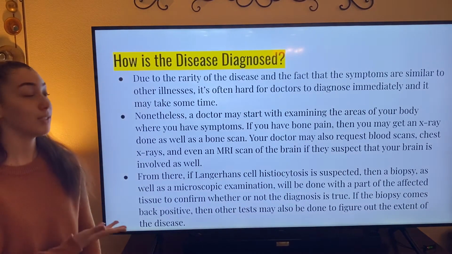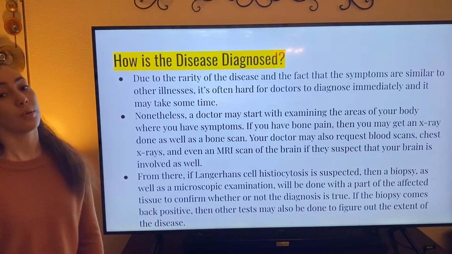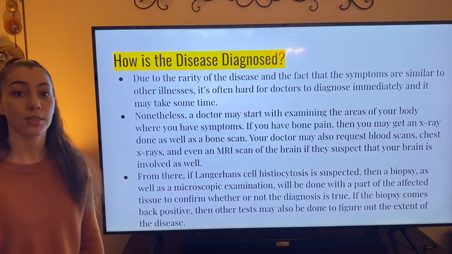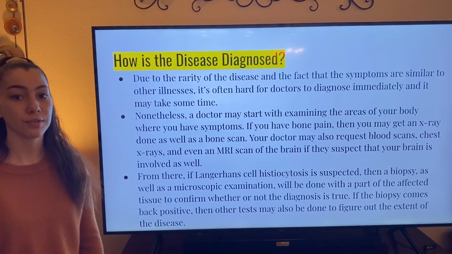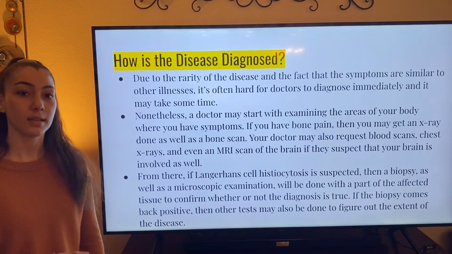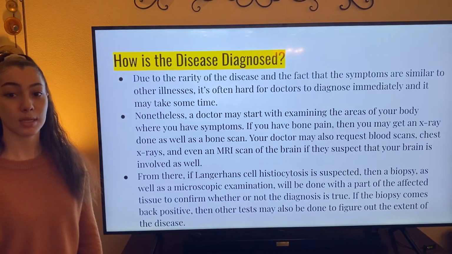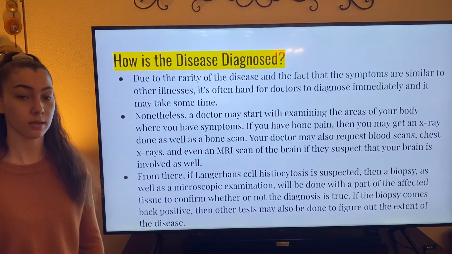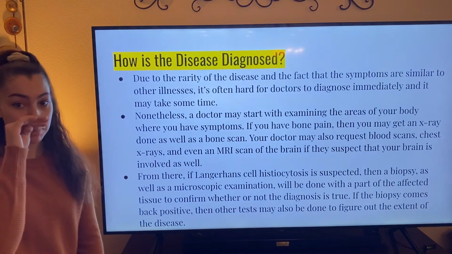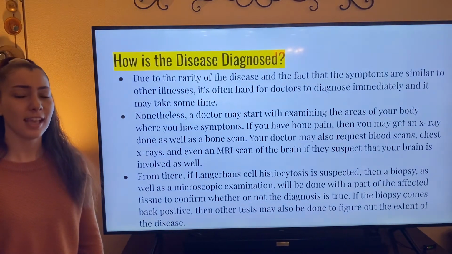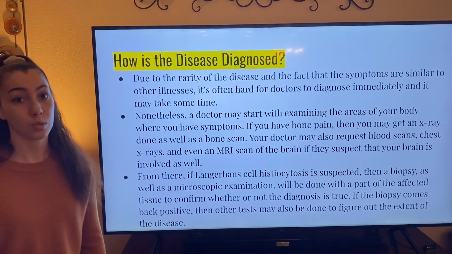Now, how is the disease diagnosed? So, due to the rarity of the disease and the fact that the symptoms are similar to other illnesses, it's often hard for doctors to diagnose immediately, and it may take some time. Nonetheless, a doctor may start with examining the areas of your body where you have symptoms. If you have bone pain, then you may get an x-ray done as well as a bone scan. Your doctor may also request blood tests, chest x-rays, and even an MRI scan of the brain if they suspect that your brain is involved as well.